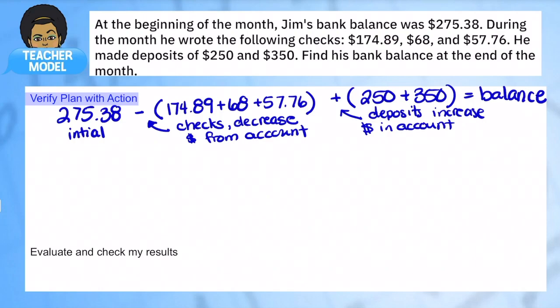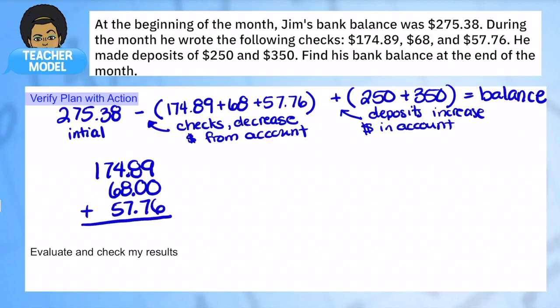So let's jump through. We're going to do the problem little by little. So I'm going to start by doing the first thing in parentheses, this part right here. I'm going to add $174.89, $68. Notice how I'm stacking my decimals, and $57.76. I'm going to add all those parts together, and when I add, here's my decimal, I get $365. Okay, so now I'm going to rewrite my problem.